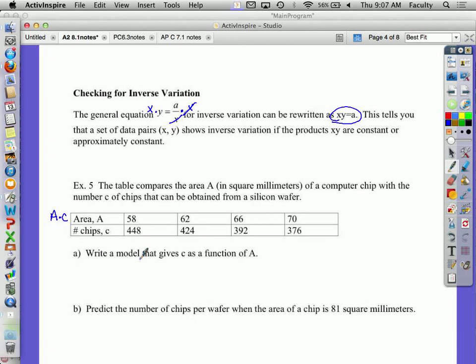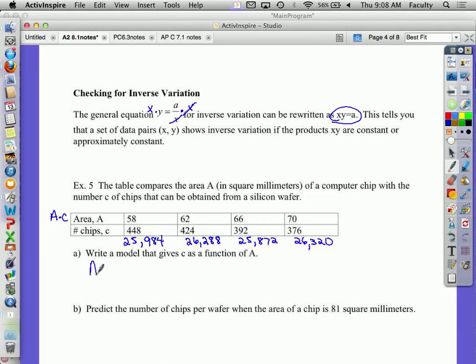So on your calculators, take 58 times 448, just to see that you're on the right track. I got 25,984. Now multiply the remaining columns. Take 62 times 424. When you're done, check it with the board with my numbers.